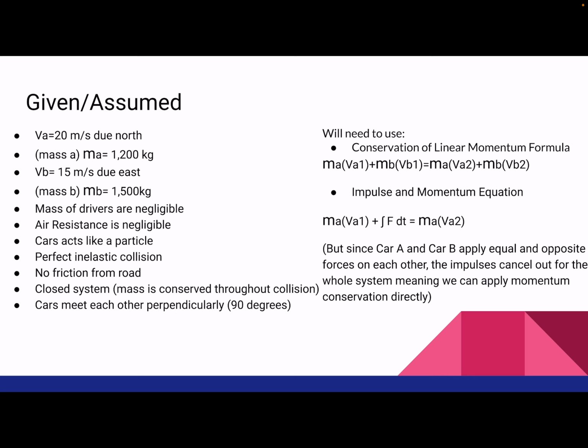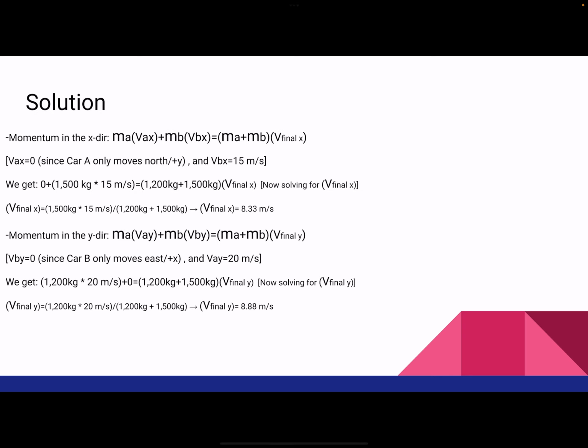The formulas that we'll be using for this problem are the conservation of linear momentum and the impulse and momentum equation. But for the impulse and momentum equation, since car A and car B apply equal and opposite forces on each other, the impulses cancel out for the whole system, meaning that we can directly apply the momentum conservation formula. So for our solution, we take the momentum in the x direction, and since the final velocity in x will be the same for both cars in a perfectly inelastic collision, we can write the formula like this.